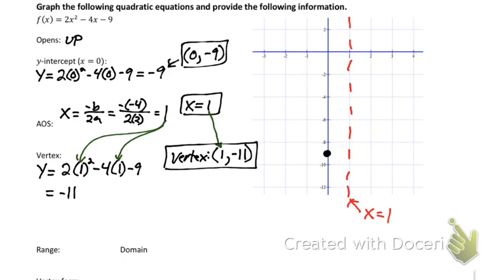Surprise, surprise, your vertex better be on that dashed line you drew. You laugh now until I get the test and someone draws an axis of symmetry and they're like, vertex over here. And then they'll write it opens up and it'll all of a sudden open down. Make sure what you write matches what you graph. And if it doesn't, tell me you understand that something went wrong. All right, so our graph is going to go 1, negative 11.